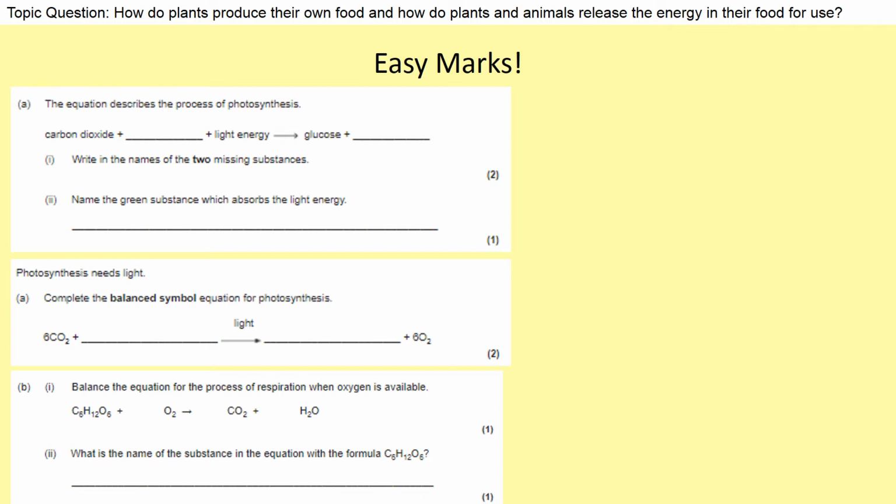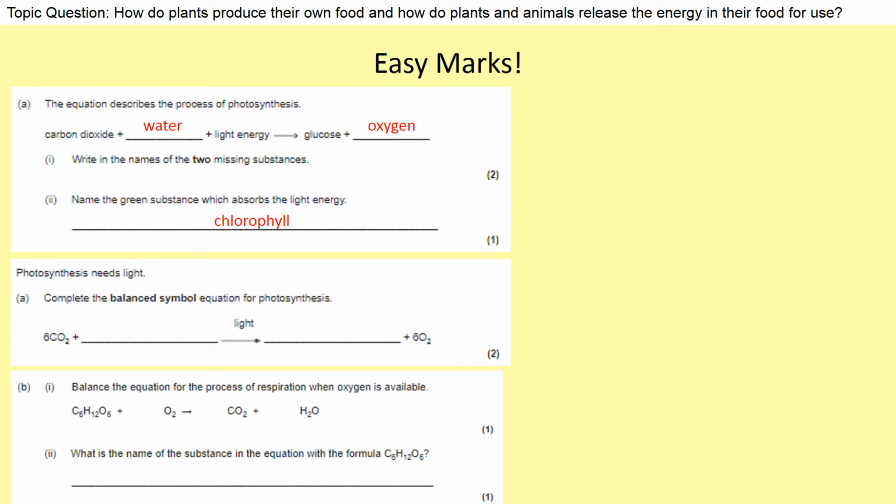Okay, first one then. We need to fill in the missing gaps in the equation. It is photosynthesis, so it's carbon dioxide plus water. We've got some light energy referred to in the equation there, and then we've got the arrow showing that we're going to make glucose and oxygen. So 2 marks there, hopefully you got both of those. What is the name of the green substance that absorbs the light energy? That is chlorophyll. So remember the chlorophyll, which is inside the chloroplasts in the plant cells.